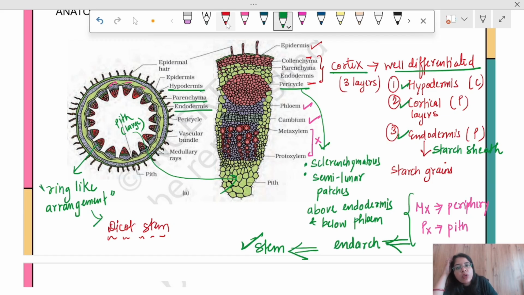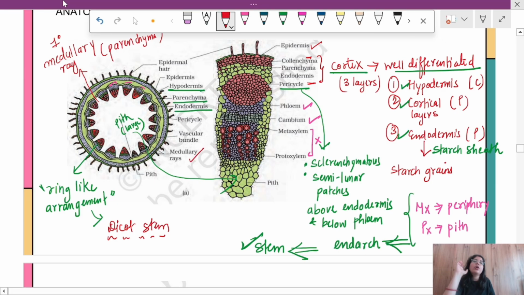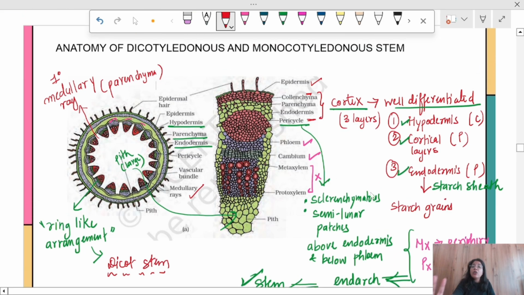In between these vascular bundles, there is some tissue which is present here. This tissue is parenchymatous, and this is called medullary ray. You can also even call it primary medullary ray. This is parenchymatous. Okay, you can see it is mentioned here. Okay, so these are the layers in dicot stem.